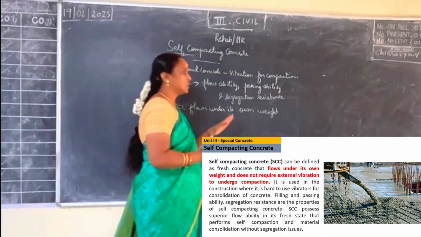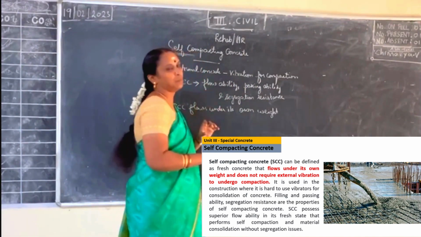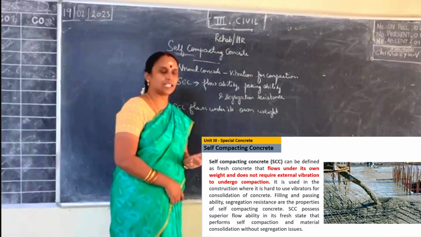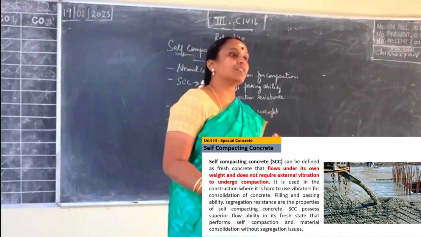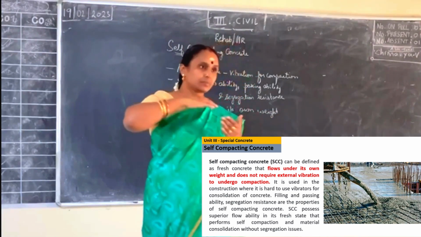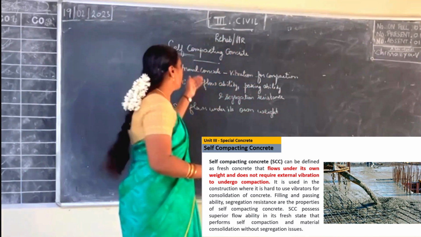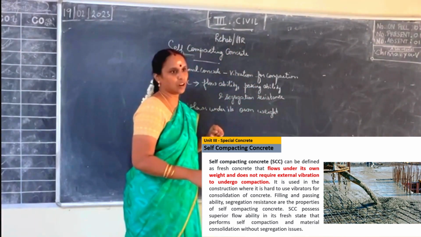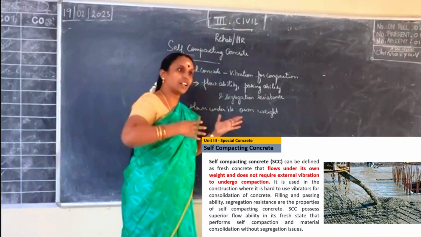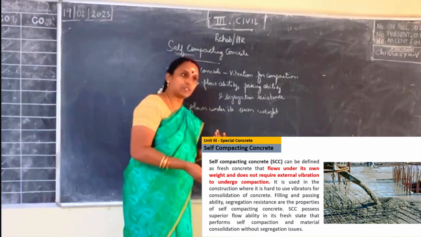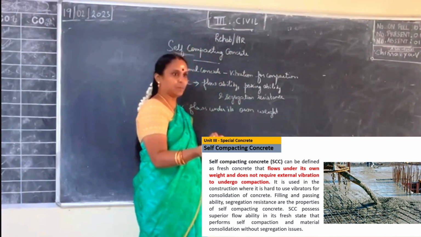So in normal concrete, the vibration is done for compaction, whereas in self-compacting concrete, that process is totally eliminated. We are not going to provide any type of vibration. Wherever we cannot provide the vibration or use a vibrator to compact, we go for self-compacting concrete. In some very high areas or in some very crooked and narrow areas where we are required to fill the concrete, we can use this type of concrete, where vibrators cannot be used.